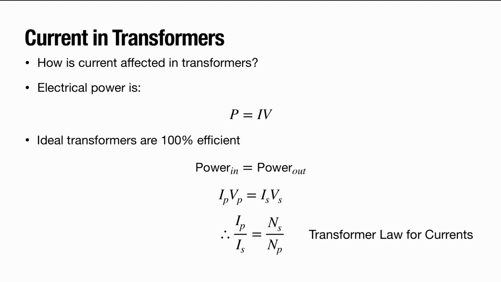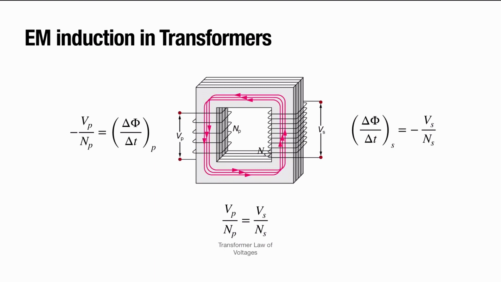If you were to make this ratio the subject of the formula, you can arrive at this law. This law here is the law of currents for transformers. Remember, the first one was the law of voltages. This is how the voltages on the primary and secondary side relate to one another. But we hadn't said anything about the current. Remember, the power here is the same and the power is the same.